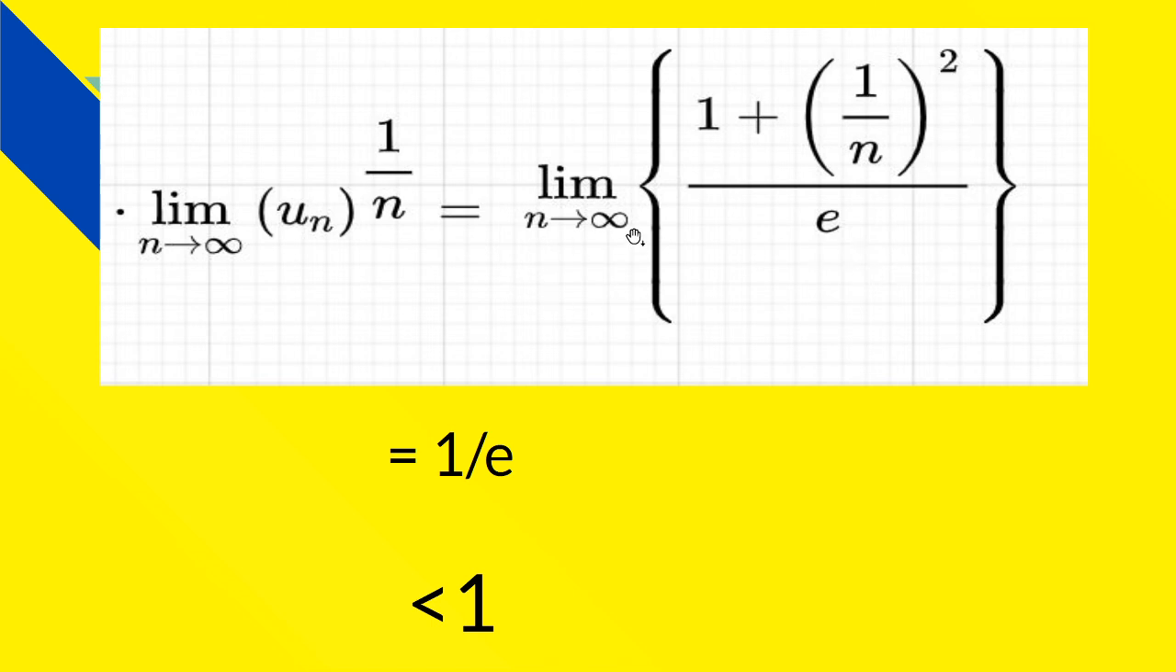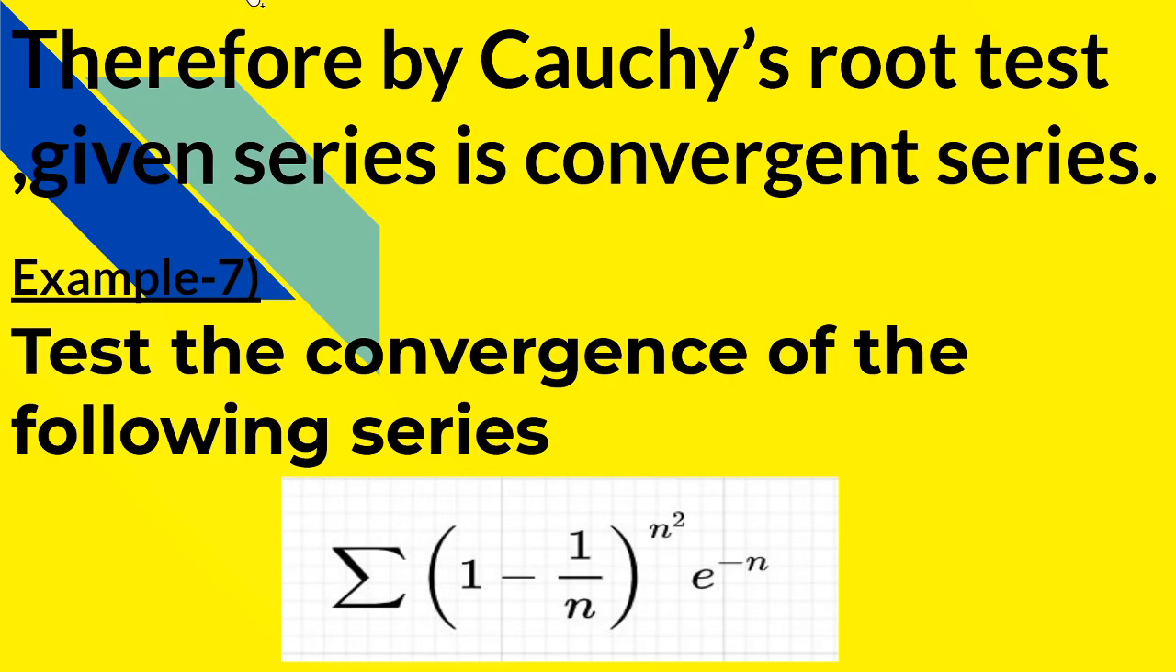When n tends to infinity, 1 upon n tends to 0, and therefore (1 plus 1 upon n) squared will be (1 plus 0) squared. In the numerator 1 plus 0, in the denominator e, and therefore that will be equal to 1 upon e. This e lies between 2 and 3, and therefore 1 upon e will be less than 1. And therefore, by Cauchy's root test, the given series is the convergent series.